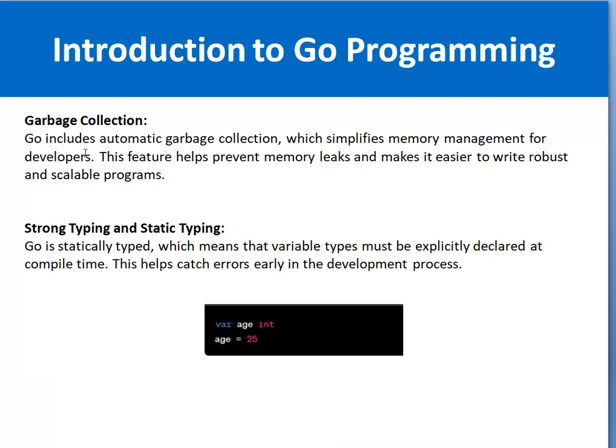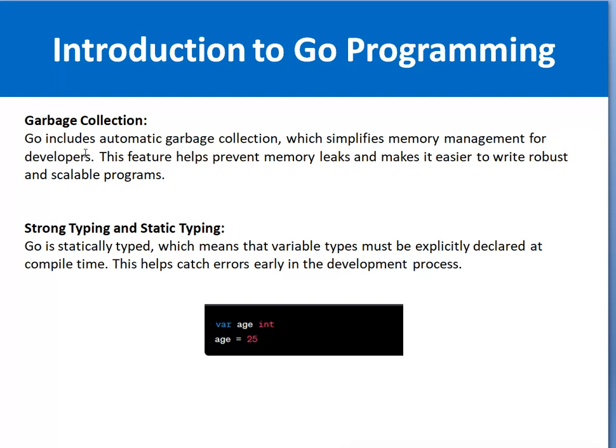I'm sure that you know that Java and C sharp, and all these languages which are older than Go, already have garbage collection. Similarly, Go is also using the concept of garbage collection. So whenever you are creating variables and assigning values, you don't need to worry about releasing the memory, because Go is already managing it automatically.